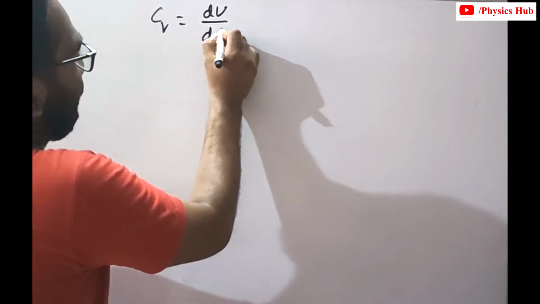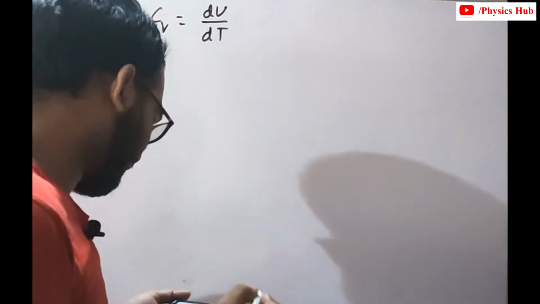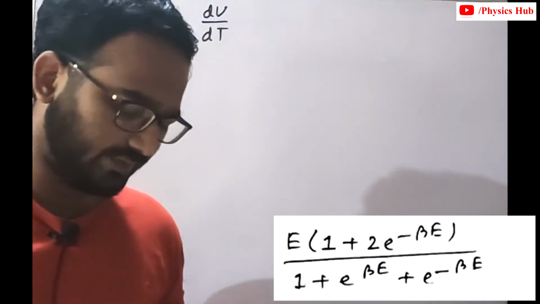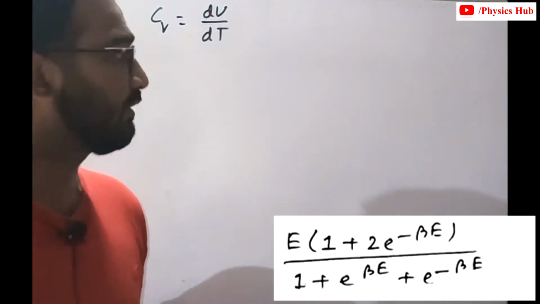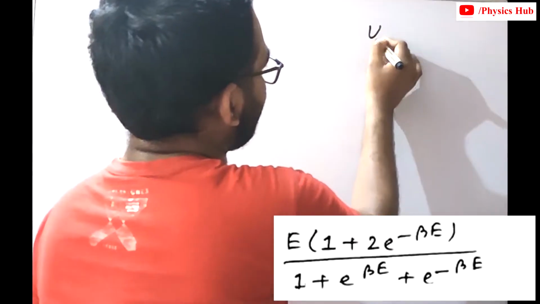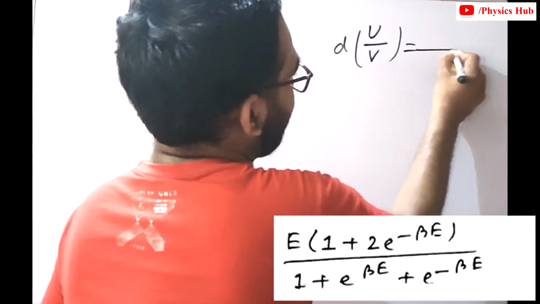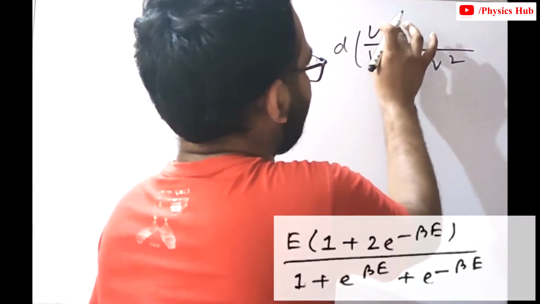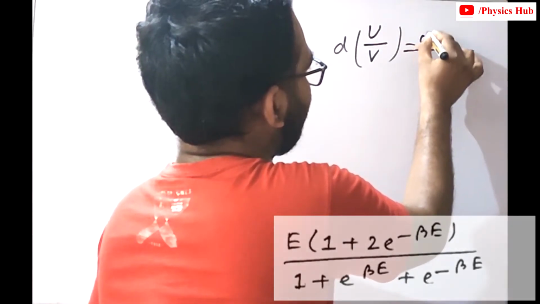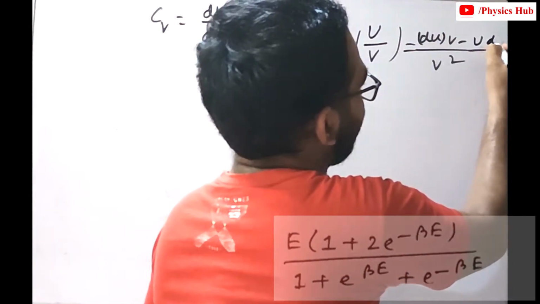Okay, so you have to take the derivative with respect to T. Now in the expression of internal energy, you can see it is E times (1 plus 2e to the power minus beta E) divided by (1 plus e to the power beta E plus e to the power minus beta E). So it's basically in the form of u by v. The derivative of u by v is (v du minus u dv) by v square. So first of all you have to take the derivative of u.